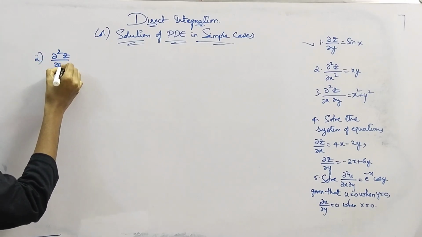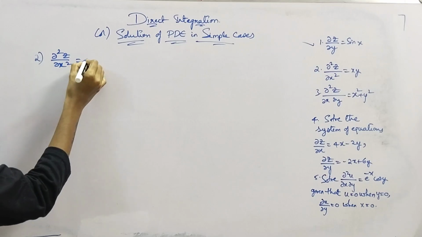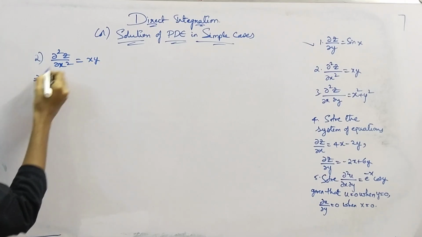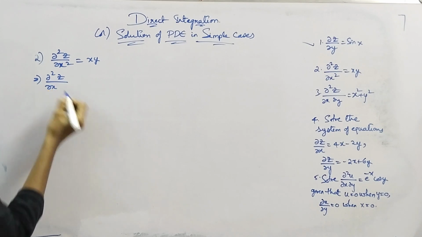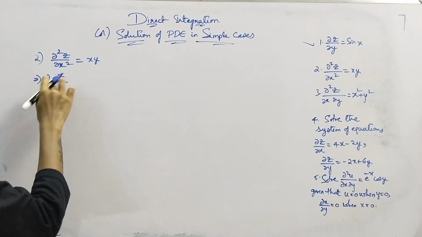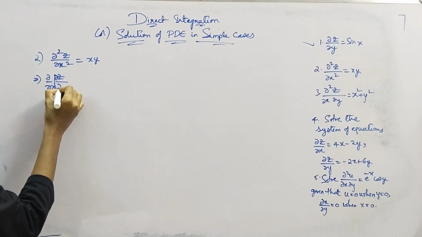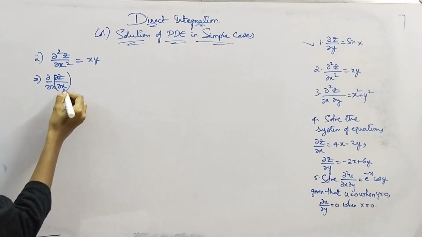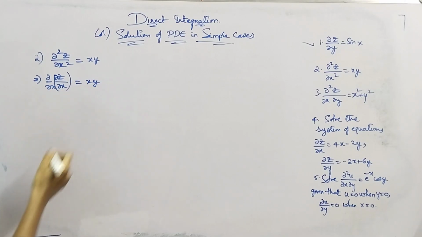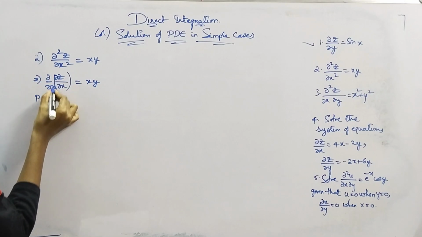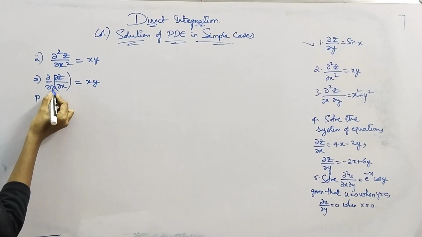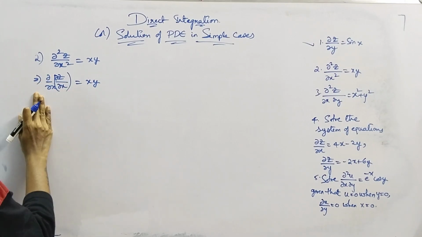∂²z/∂x² = xy. We can write this ∂²z/∂x² as ∂/∂x of ∂z/∂x. Now partially integrating, first you are having ∂/∂x, right? So we'll partially integrate with respect to x, or integrate partially better.